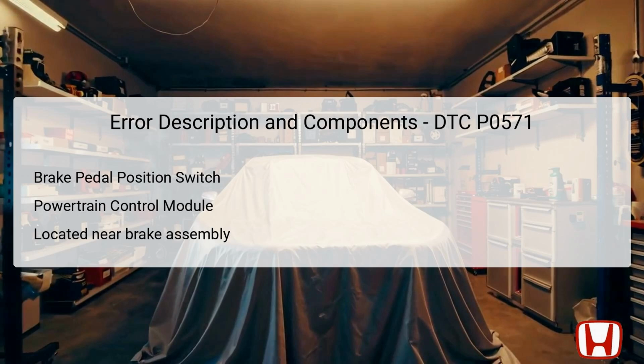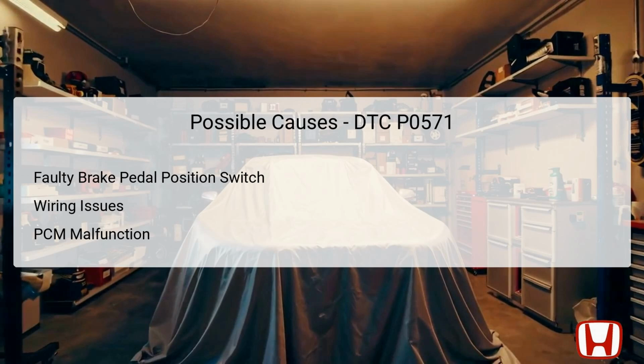The location of the brake pedal position switch is crucial for efficient troubleshooting, as it's generally placed above the brake pedal mechanism, making it accessible for testing and repairs. The first possible cause of DTC P0571 is a faulty brake pedal position switch. If the switch itself fails to operate correctly, it cannot communicate its position to the PCM, resulting in a circuit malfunction.